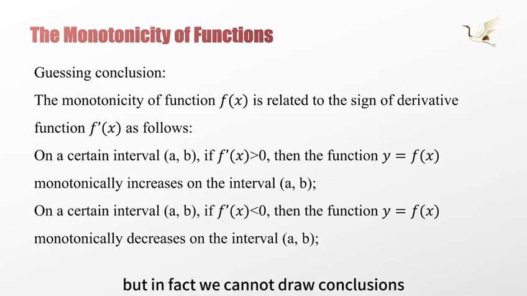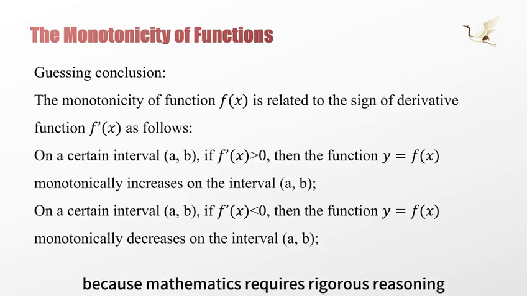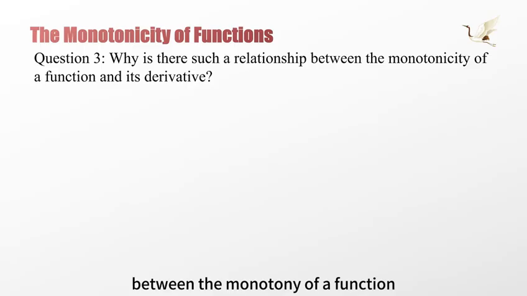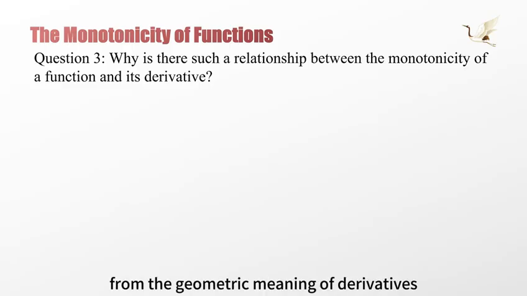But in fact, we cannot draw conclusions based solely on these few examples, because mathematics requires rigorous reasoning and argumentation. So please think about it: why is there such a relationship between the monotonicity of a function and the sign of its derivative? We can actually explain it from the geometric meaning of derivatives. The functions we study are all continuous.